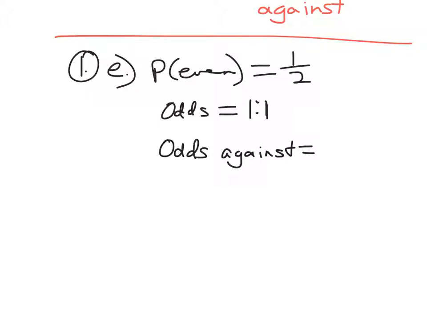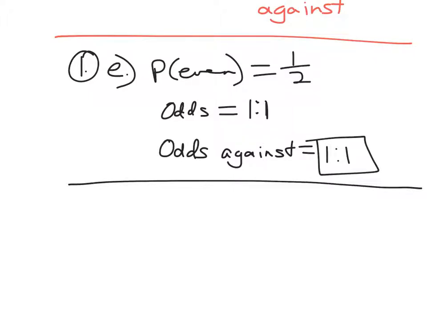And the odds against, we're going to flip that. So if the odds in favor are 1 to 1, then the odds against are 1 to 1. And so, class, how about 1 to 1 for number 1, part E? But if it was 1 to 3, the odds against would be 3 to 1. That's correct.